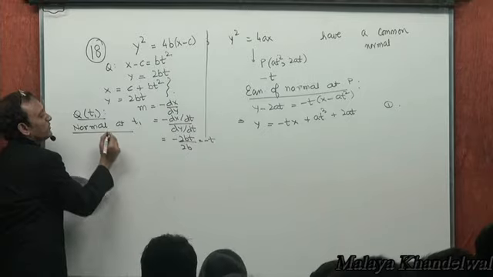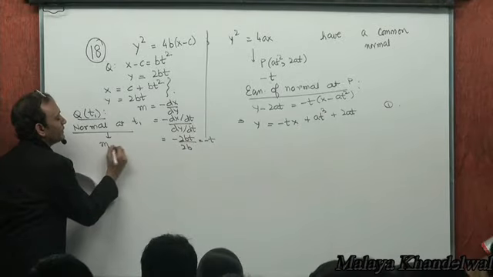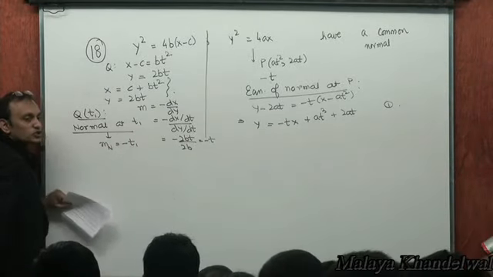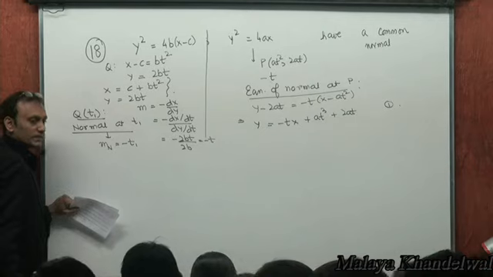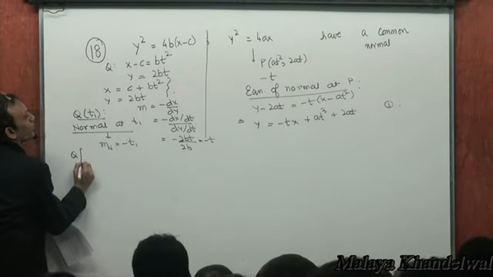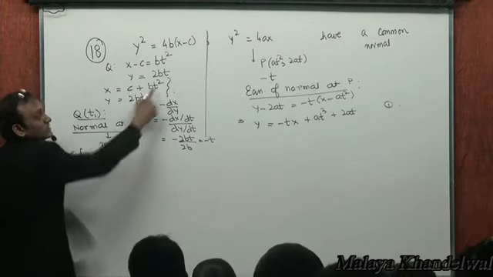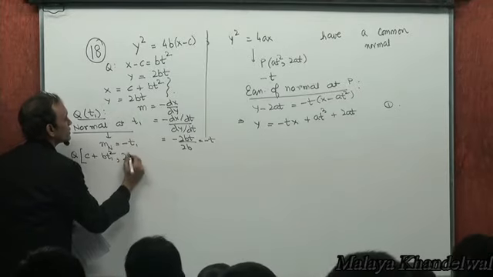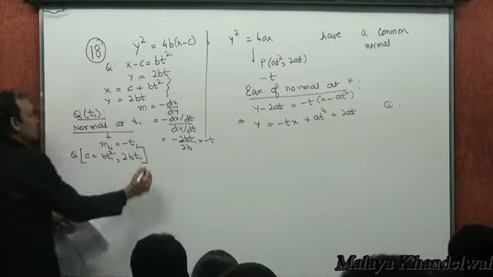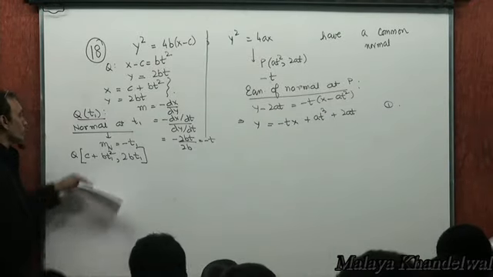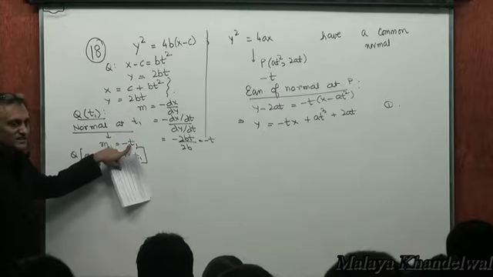So if I look at a point T1, what would be the slope of the normal at T1? Minus T1. What would be the point Q? The point Q would be: x is C plus BT1 squared, y is 2BT1. That would be the point Q. The slope of the normal at this point is minus T1.